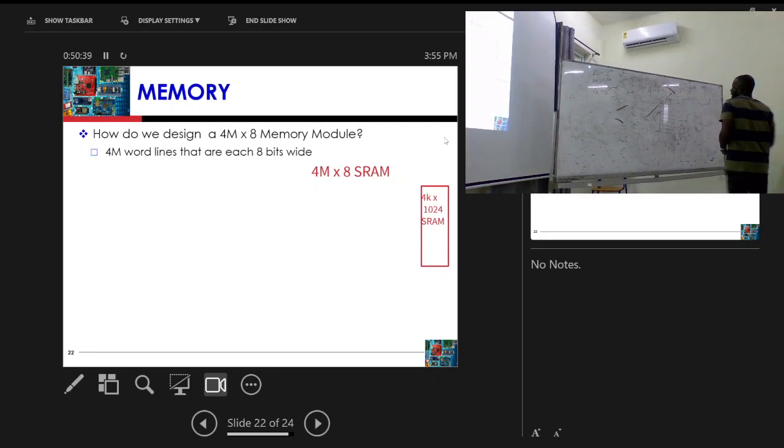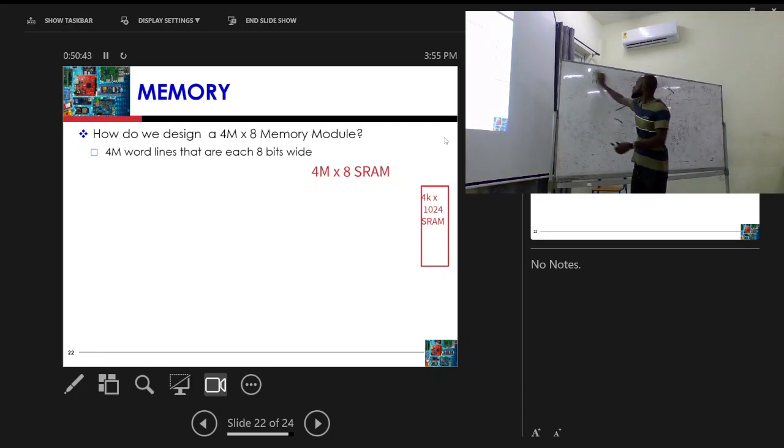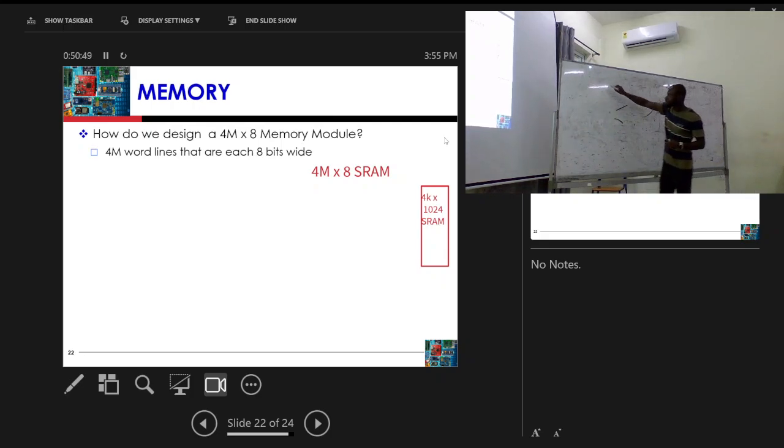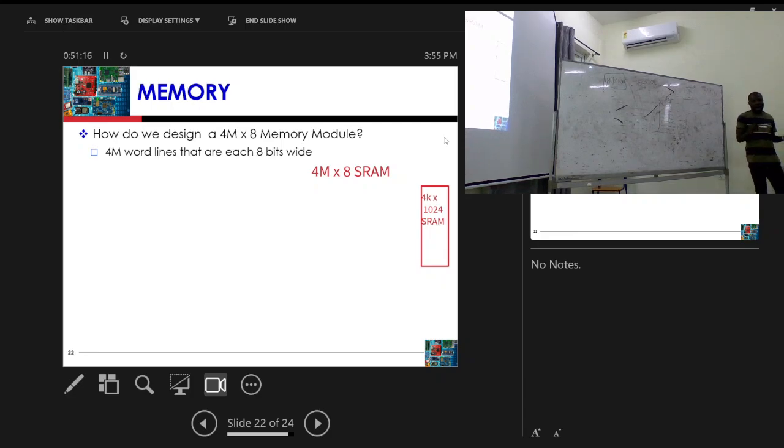What I have is this. I have a larger memory, right? Which is 4M, you know M is mega, by 8 SRAM. And then I want to construct this memory. I don't have this memory yet. This is the memory I want to construct. I have 4K by 1024 SRAM. When I take my 4K by 1024 SRAM, right?